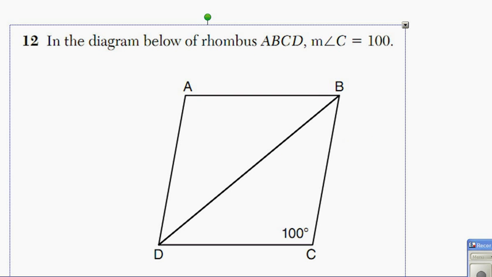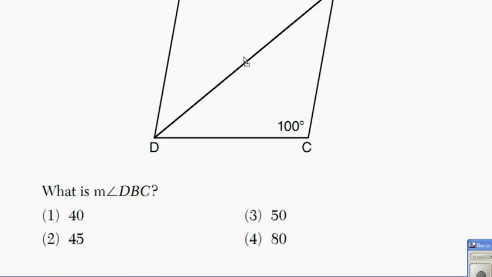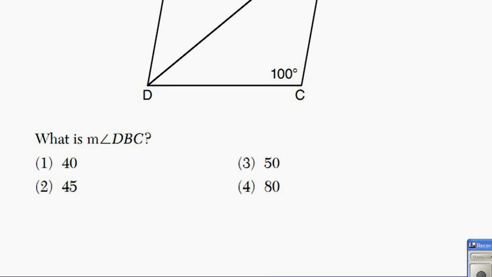Now, let's see. So here we have a rhombus. Wow, it's a huge rhombus.